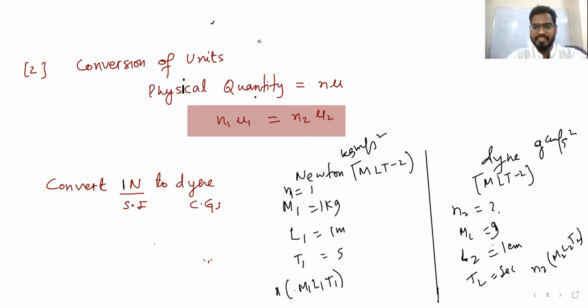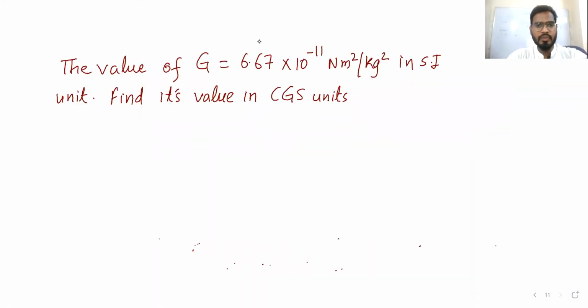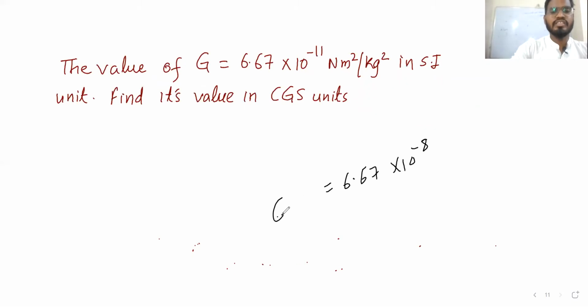Now let's see a similar type of question. We will do one more. The value of G is 6.67 into 10 to the power minus 11 Newton meter square per kg square in SI unit. Find its value in CGS. You try this question. I'll tell you the answer so that you can match it: 6.67 into 10 to the power of minus 8, in CGS, that is centimeter, gram and second units.